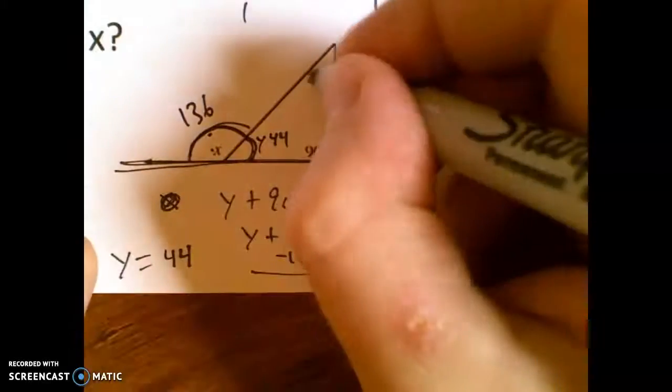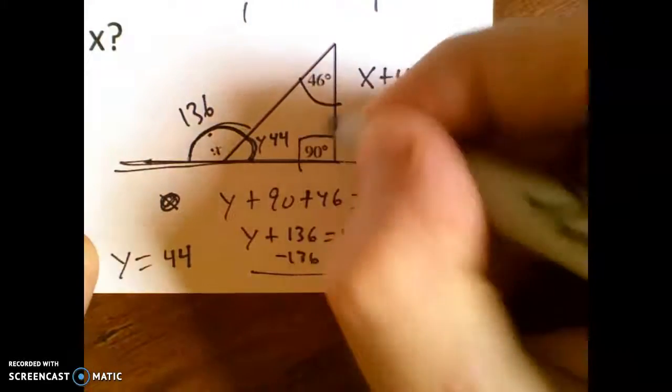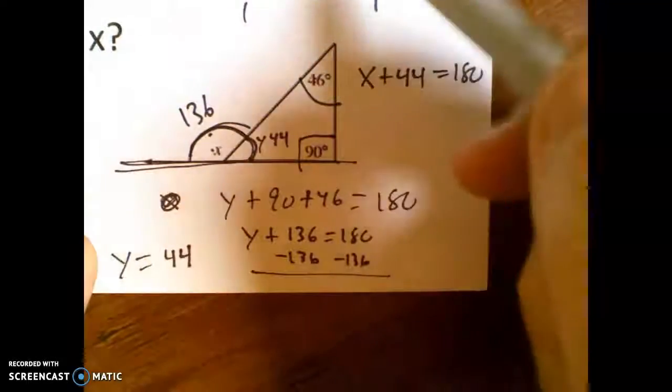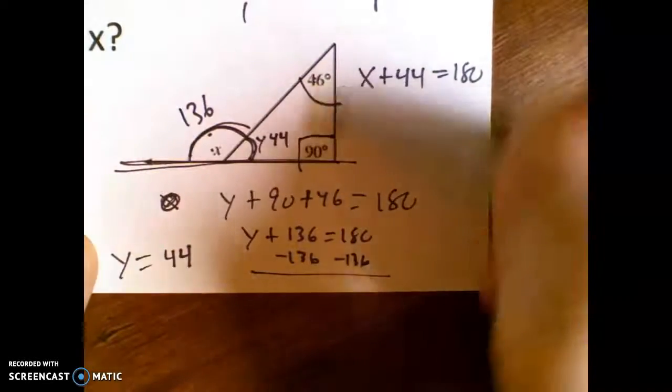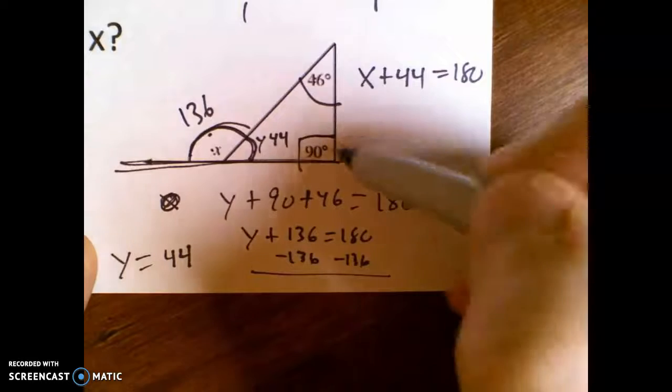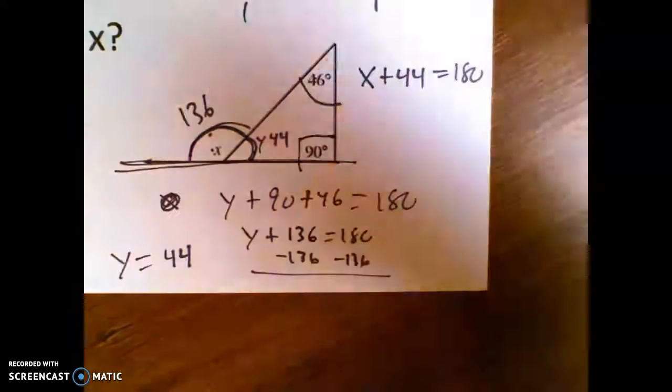The shortcut is these two interior angles that are not next to this always add up to the exterior. So 90 plus 46 would give me the 136 right away.